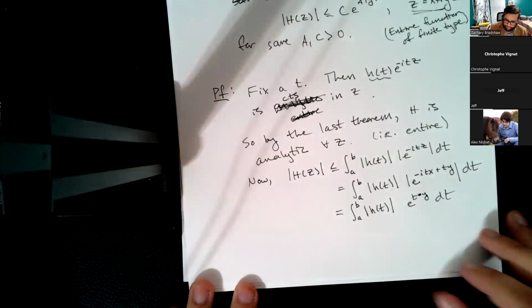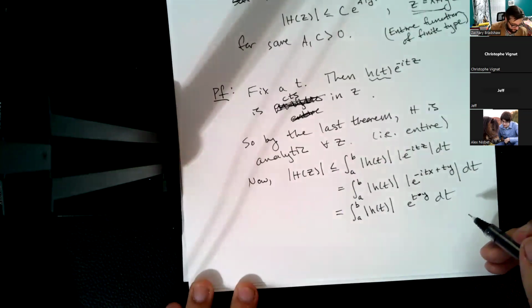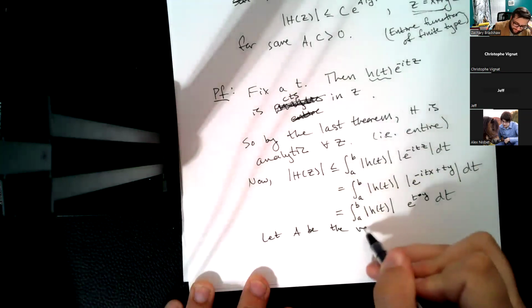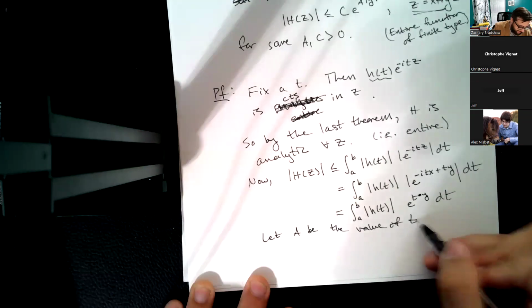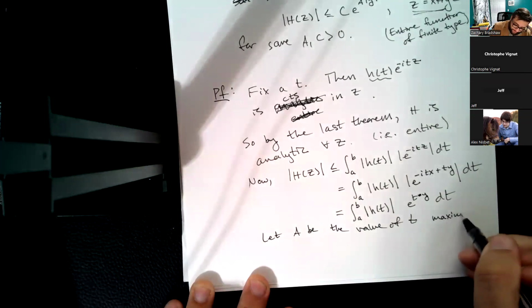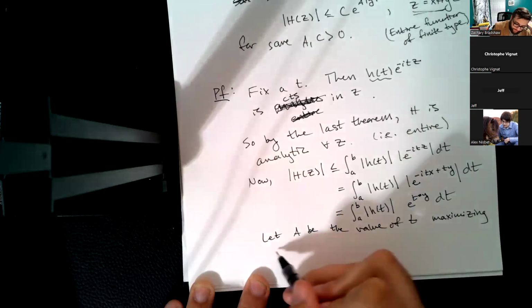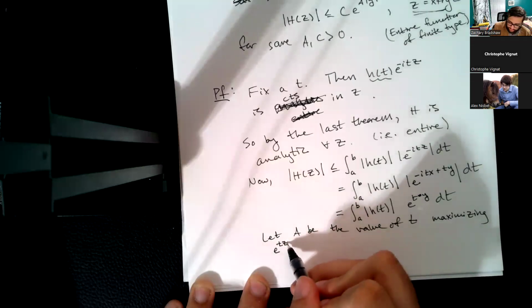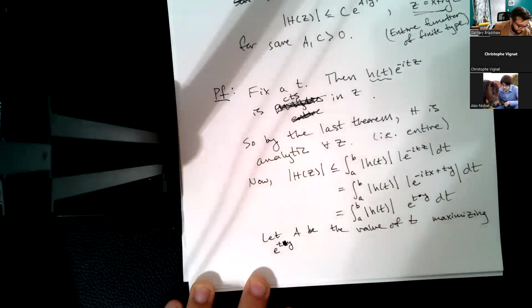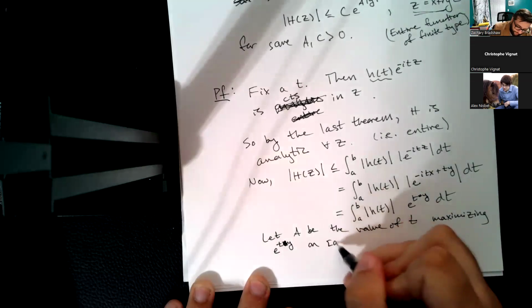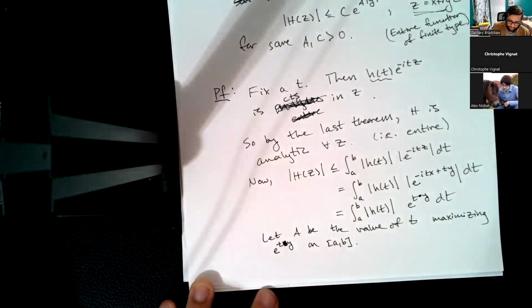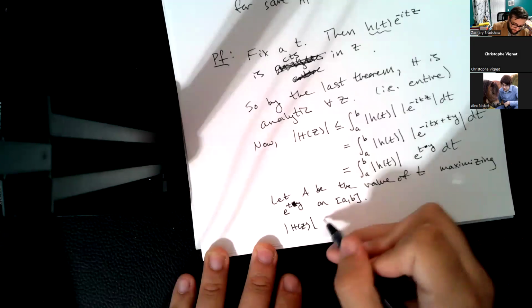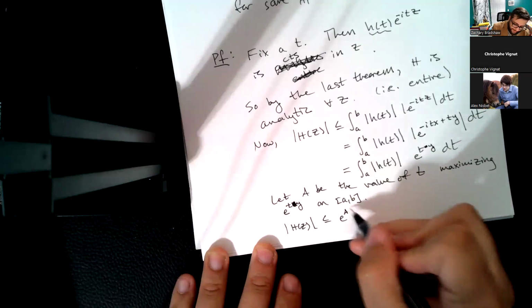And so, we let a be the value of t maximizing e to the tz, not zy, e to the ty on the interval a to b. And so we have that h of z is less than or equal to e to the a.